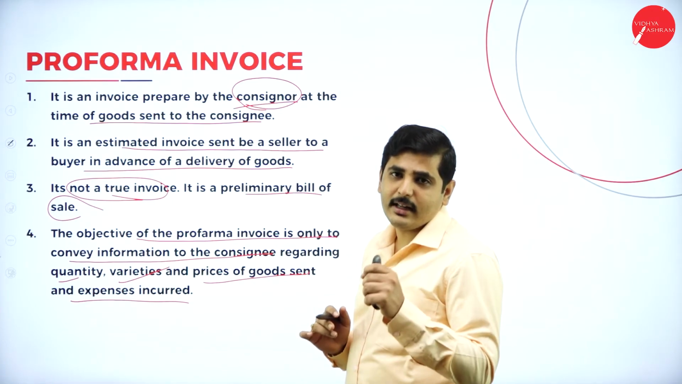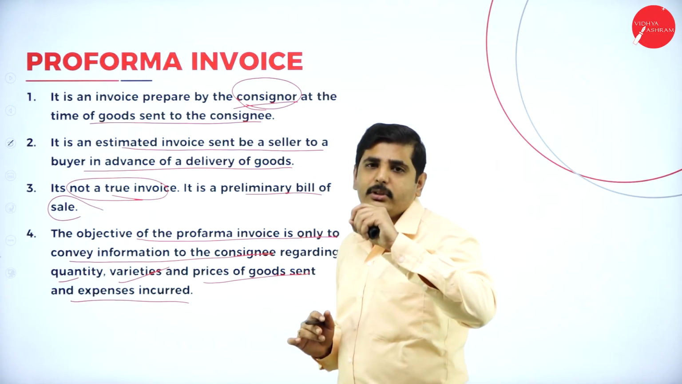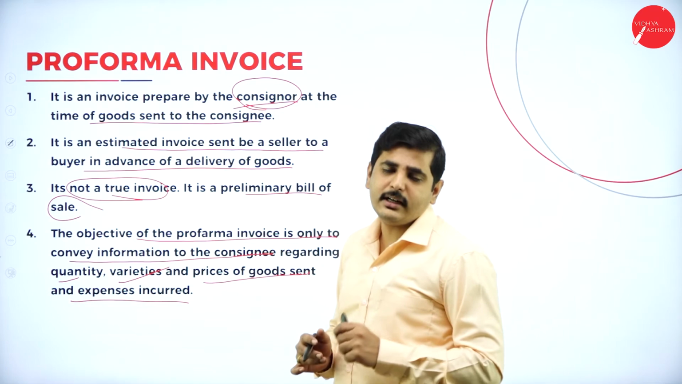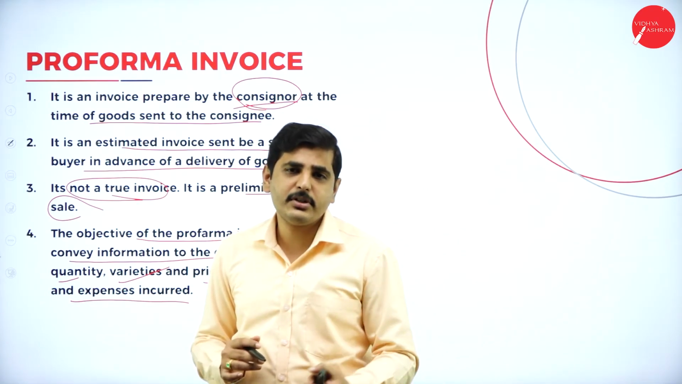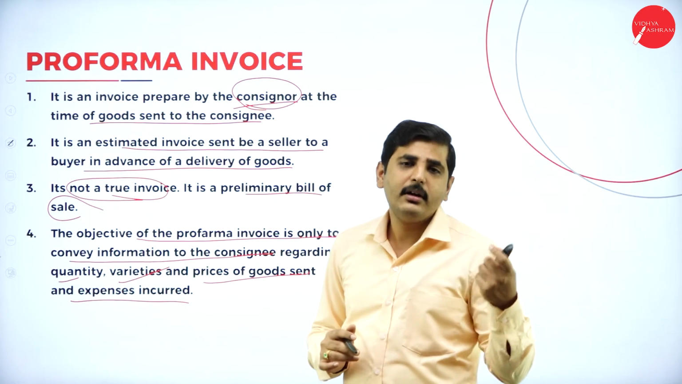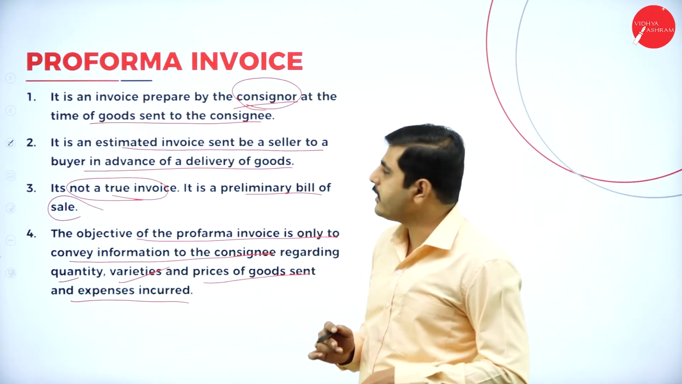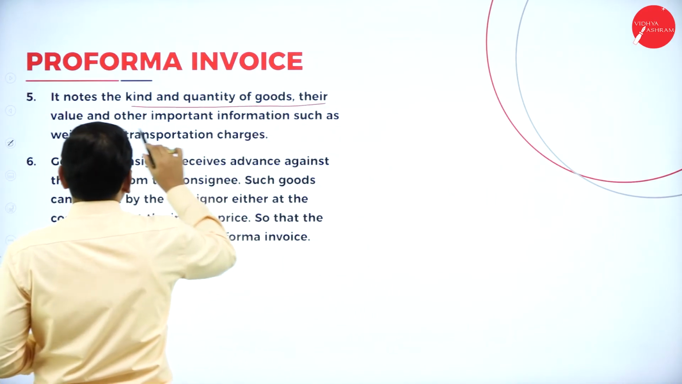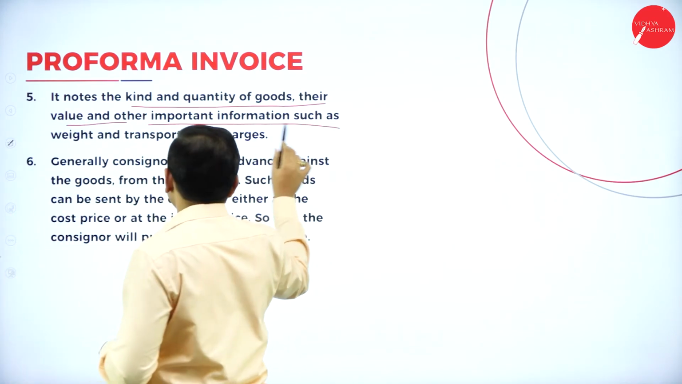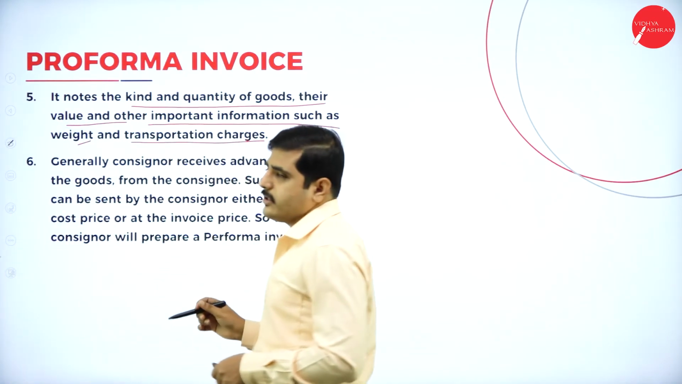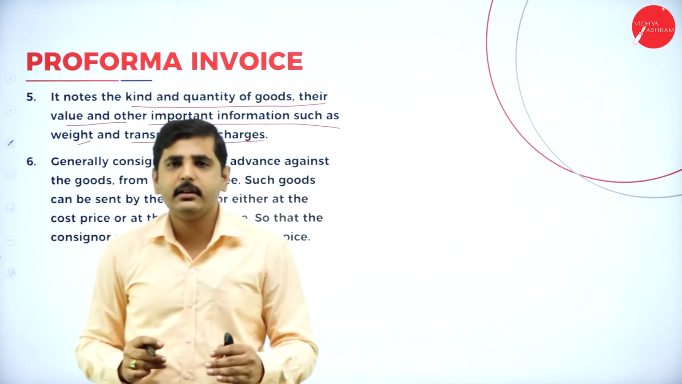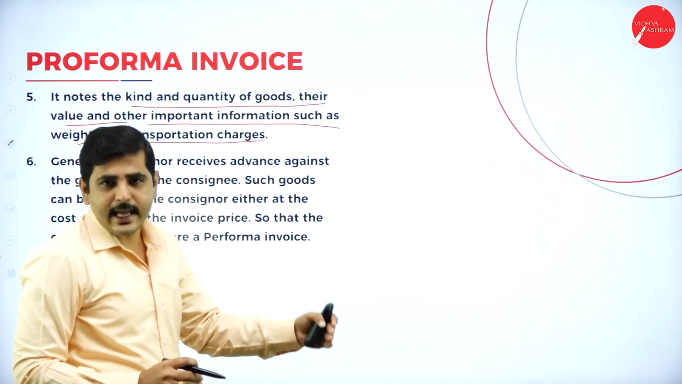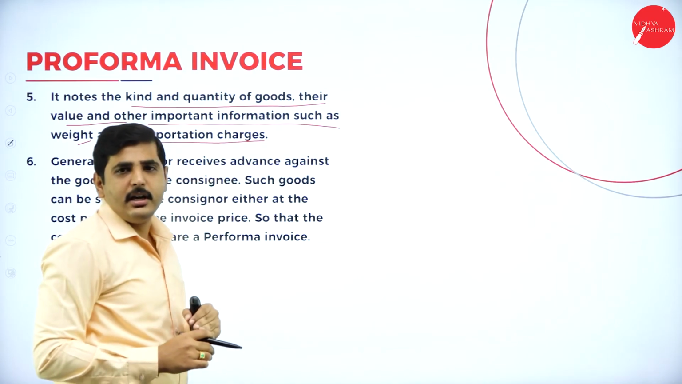But the actual invoice is given to the customer. The consignee is our agent. If we give the invoice or document to our agent, it contains only the product information, price information and profit information, not the exact invoice or billing price of the product. It notes the kind and quantity of goods, their value, and important information such as weight and transportation charges. We may incur many expenses of carriage, transportation, loading and unloading charges, and other taxes paid. All this information is included in the pro forma of invoice.